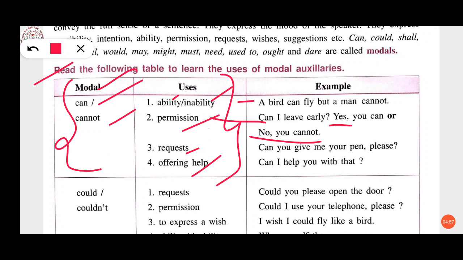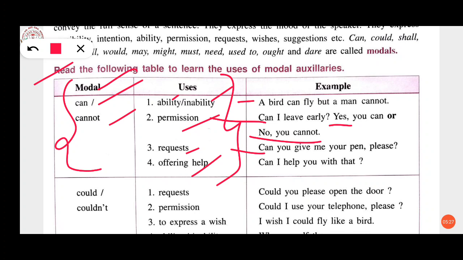Now the third one is request. We can also use can and cannot while requesting someone. So here one example is given: can you give me your pen please? If you are saying please, it means you are requesting someone. So this is an example which shows that you are requesting your friend.